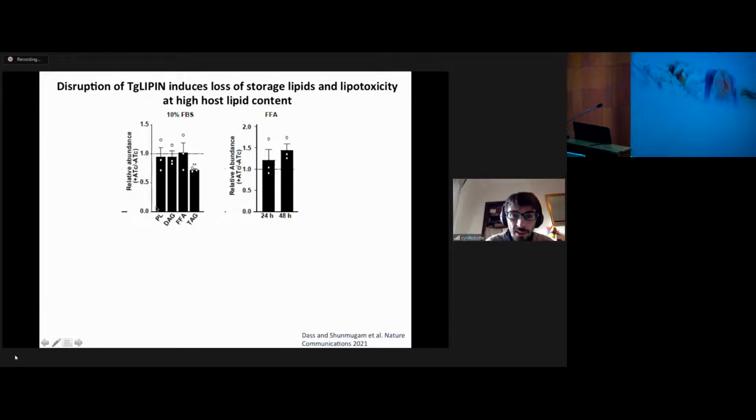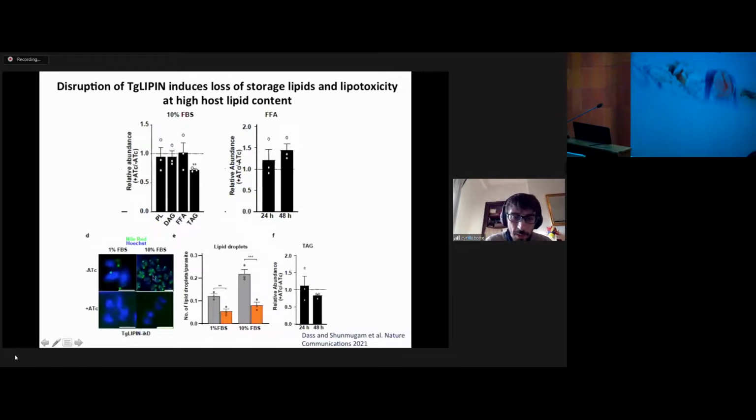And so we separated the lipids into the main classes: PL, phospholipids, so the membrane lipids. DAG and TAG: DAG is a precursor, as I said. TAG is triacylglycerol, storage lipids. And free fatty acids are the building blocks for making either phospholipid or a storage lipid. Now, what we could see is a significant accumulation of free fatty acids and a loss of the storage lipids going on in the parasite. We were not expecting this at the storage level.